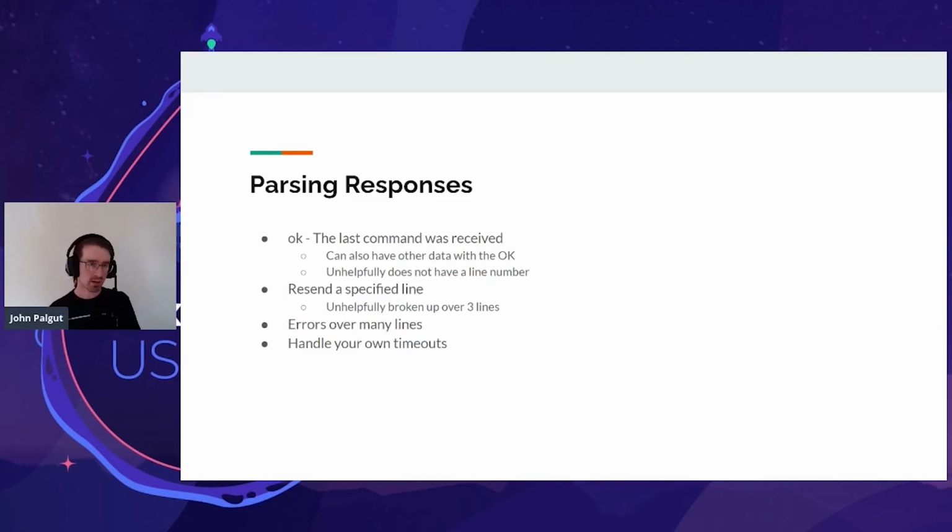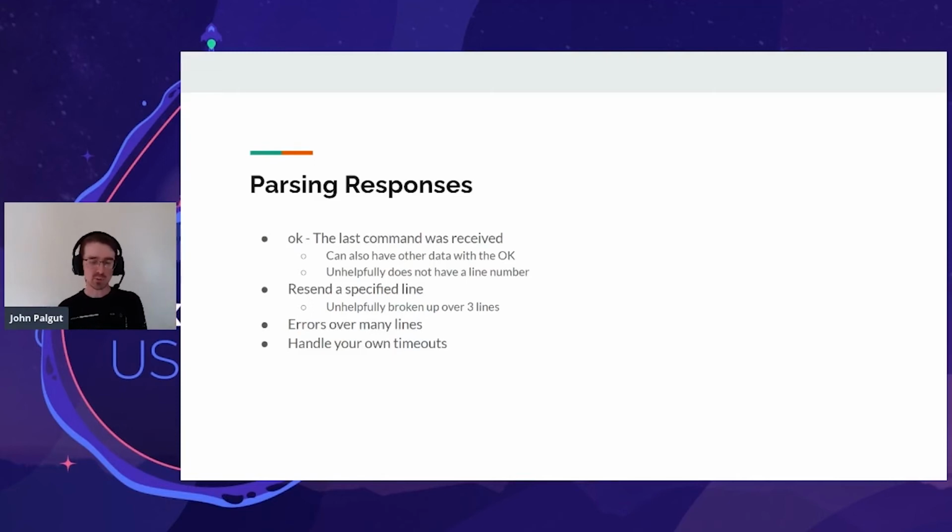Another message that you can get back from the printer is a resending of a specific line. So this would be like, hey, please resend line 100. But unfortunately, while OK is just a singular command, a resend command is actually 3 different lines. So it's an error line, a line with the number to resend, and then the OK command again.